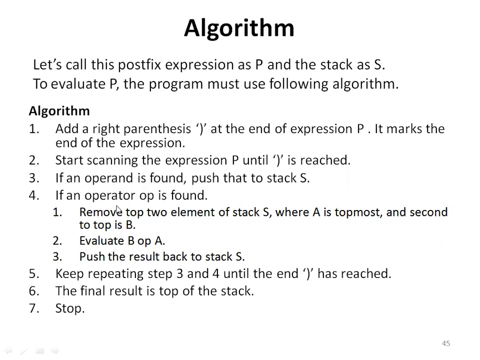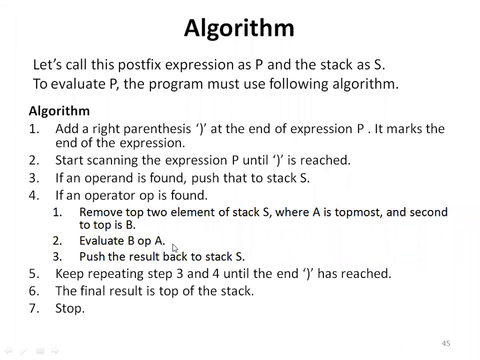And if an operator is found, suppose OP is the operator, then what to do? You have to remove or pop the two topmost elements from the stack, where A is the topmost, the first topmost, and B is the second topmost element in the stack. Then you have to apply this operation: evaluate B OP A. OP is the operator that you have scanned from the expression, B is the second topmost element in the stack, and A is the first topmost element in the stack. You find the result by applying this operation.